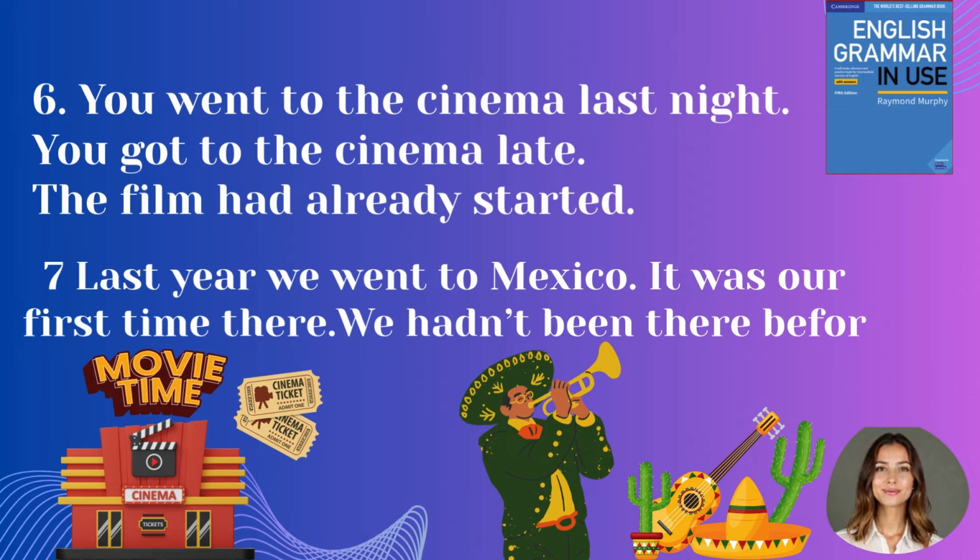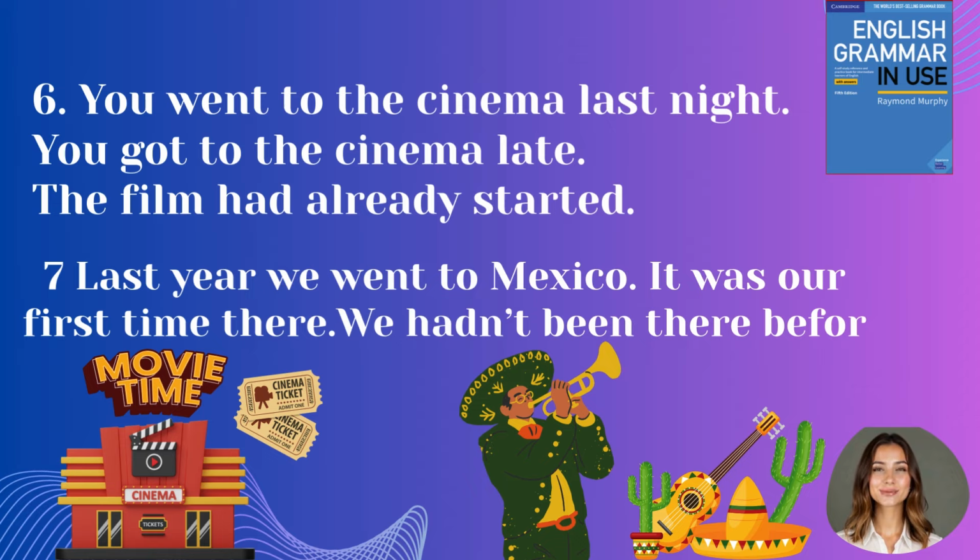Imagine this. Last night, you planned to see a movie with your friends. But unfortunately, you were a little late getting there. Maybe traffic was bad, maybe you lost your keys. When you finally got to the cinema, you realized the film had already started. You missed the beginning. So we say, you got to the cinema late. The film had already started. Past simple describes when you arrived. Past perfect explains what had already happened before that, the film starting.